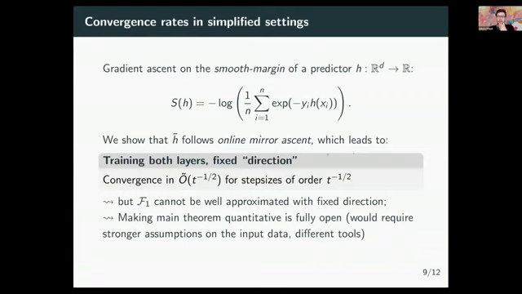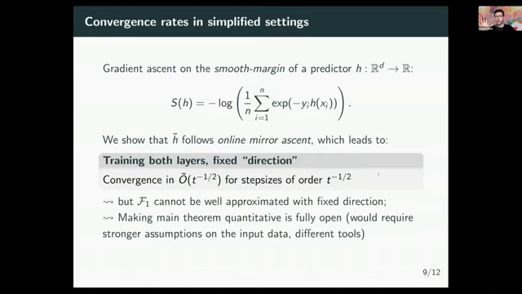In particular, if we fix the direction of the parameters of the input layer, which means that the parameters of the input layer, for each neuron, are a vector in R to the D+1, and we fix its direction and only train its magnitude. It's a simplified problem, but still it's a non-convex parameterization of a linear predictor that we obtain in the end. And in that case, we can show a convergence rate in big O tilde of t to the -1/2 for a certain choice of step sizes.